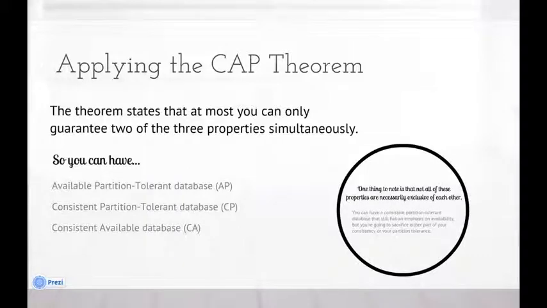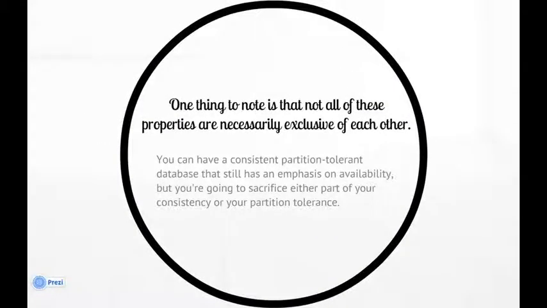Applying the CAP theorem. The CAP theorem states that at most, you can only guarantee two of the three properties simultaneously. You can have an available partition tolerant database, a consistent partition tolerant database, or a consistent available database. One thing to note is that not all of these properties are necessarily exclusive of each other. You can have a consistent partition tolerant database that still has an emphasis on availability, but you're going to sacrifice either part of your consistency or your partition tolerance to achieve this.